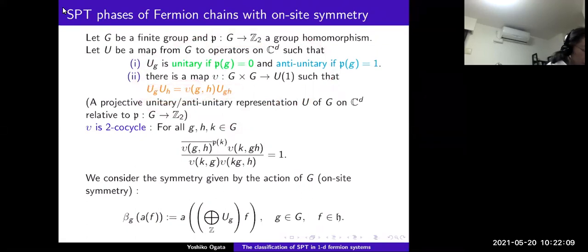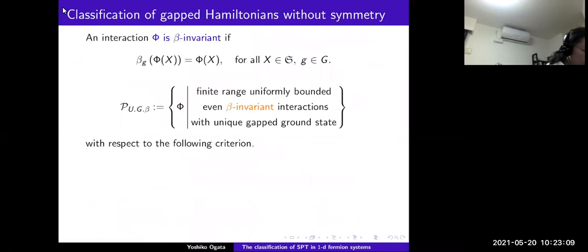So we consider this kind of projective representation. And as you know, when a projective representation is given, this phase becomes a 2-cocycle. Namely, it satisfies this condition. So we prepare some projective representation anyway. And then now I can tell you what the on-site symmetry I consider here is. We consider the symmetry given by the action of G, which is defined by this equation. Here I am identifying this l2(Z) tensor C^d with the orthogonal sum of C^d over Z. So that is the symmetry I would like to consider in this talk.